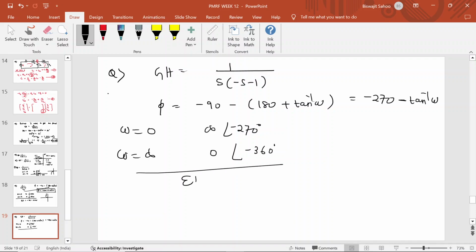Now, ending direction. Clockwise, right? Positive, okay. Starting direction not required. So do the polar plot. How will the polar plot be? This will be something like this, right? Clockwise, right? You have to start at minus 270 clockwise and reach at minus 360 and value 0. This is the answer. Okay.